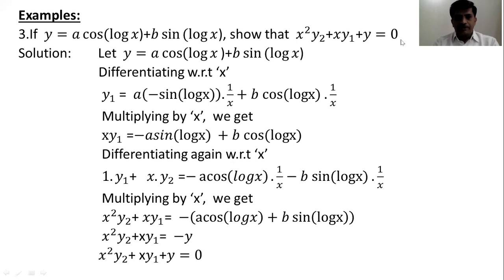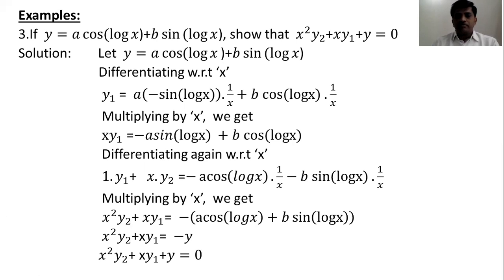Differentiating again with respect to x, to differentiate the left hand side, again we have to apply the product rule. x differentiation is 1 into the second function, plus first function into the differentiation of y1, which is y2, is equal to minus a sin, differentiation is a cos log x, into log x differentiation is 1 by x, plus b into cos differentiation is minus, into plus, again it gives minus only, b sin log x into log x differentiation is 1 by x.